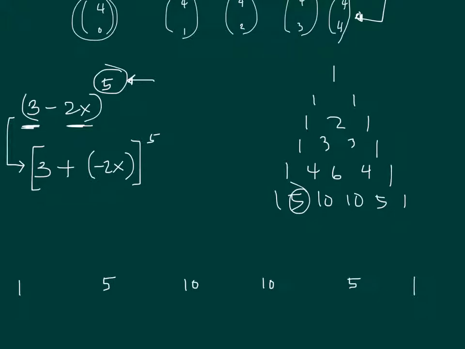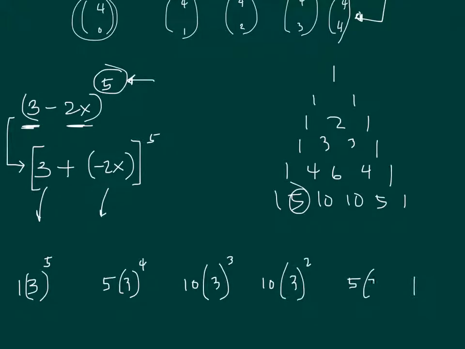So I just changed the minus sign into a plus and the negative. Okay, so in that way, it will be easy for me to place the first term and the second term in the expansion. So the pattern is you start with 3 raised to 5, 3 raised to 4. So the exponent is decreasing. 3 raised to 3, 3 raised to 2, 3 raised to 1, and then 3 raised to 0, or no 3.